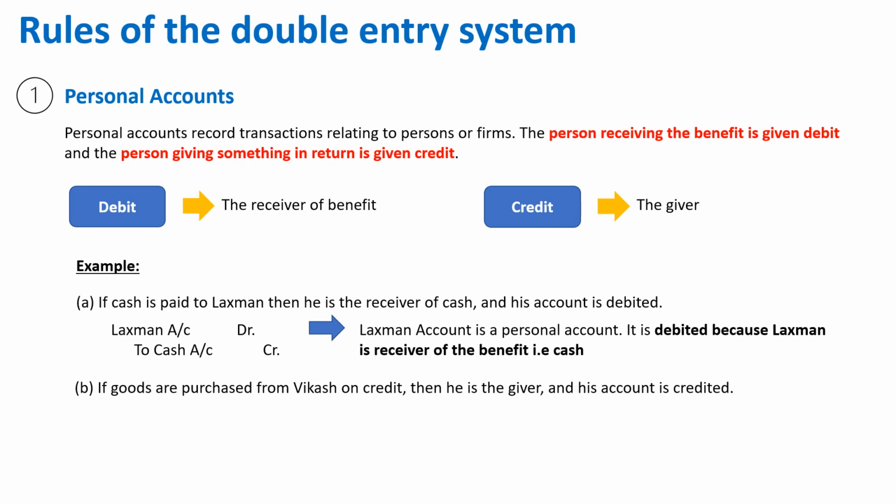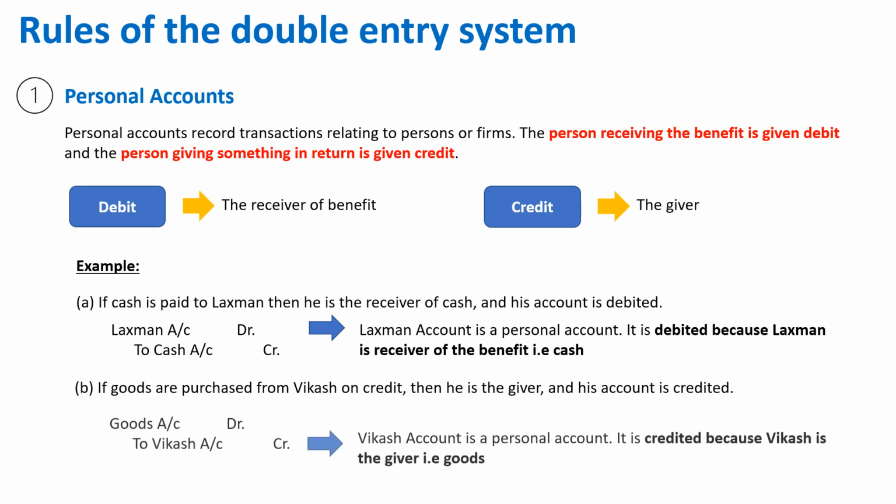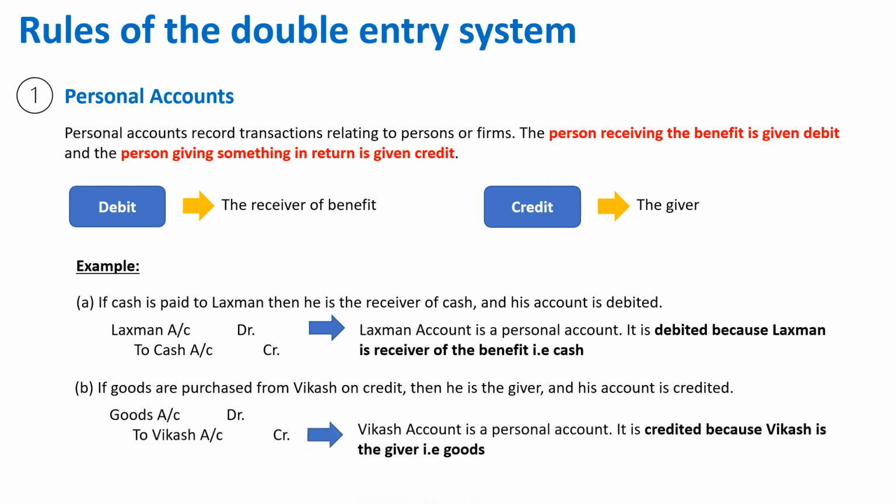Second, if goods are purchased from Vikas on credit, then he is the giver and his account is credited. As a personal account, goods will be debited and Vikas will be credited because he is the giver. He is giving goods to the company. So as a giver, his account will be credited.